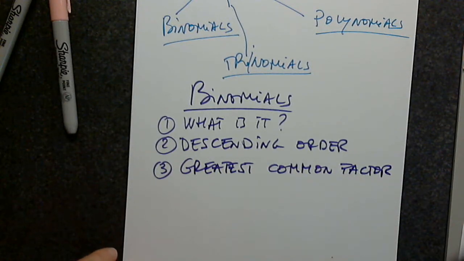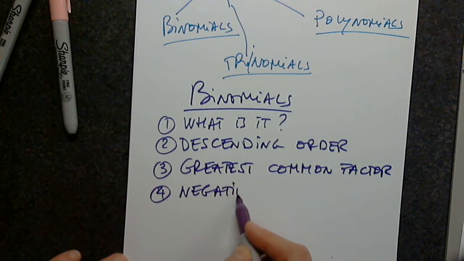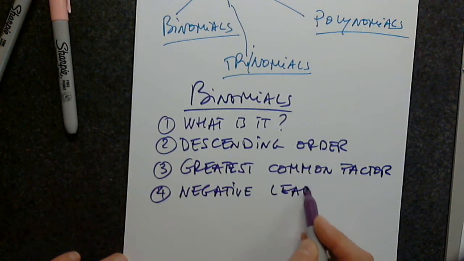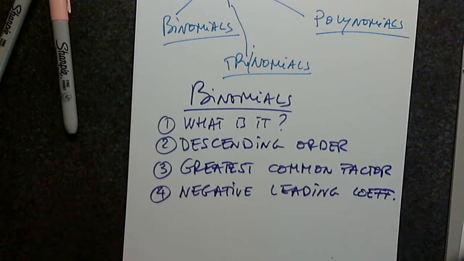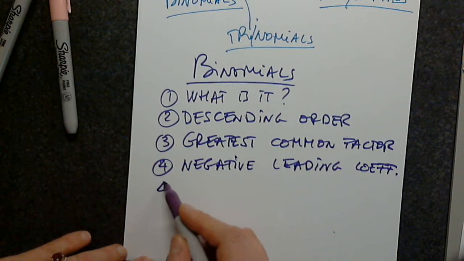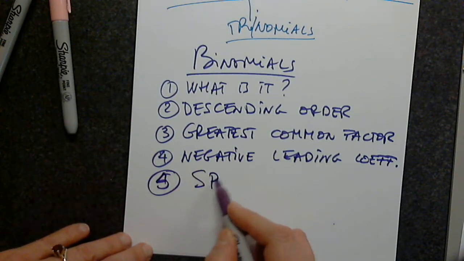If there is one, I will pull it out. Step 4, negative leading coefficient. If there is a negative leading coefficient, I will pull it out. Step 5, and the last one here, special products.